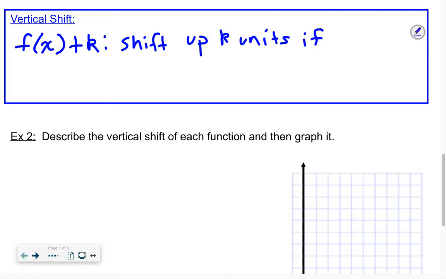Positive, right? Plus 2, plus 8. So when that k is greater than 0, and then we shift down when it's negative.